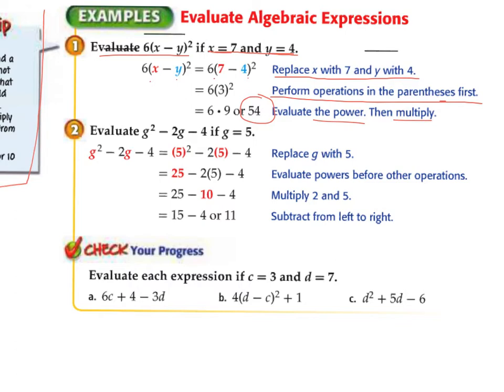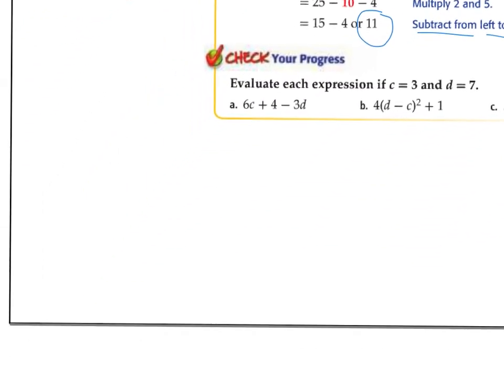Again, in the second example, same type of thing. We're given a value for g. So it was plugged in, evaluated using order of operations, powers before the rest. Then it looks like multiplication came. Then there was subtraction left to right. Evaluated the answer. So let's give a couple a try here.